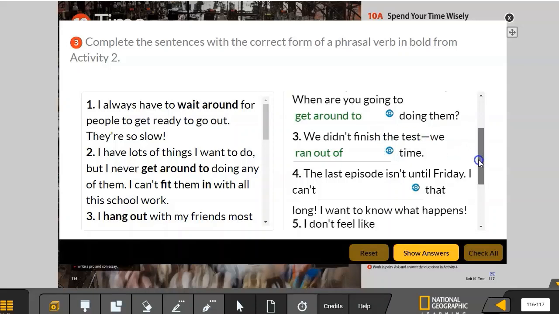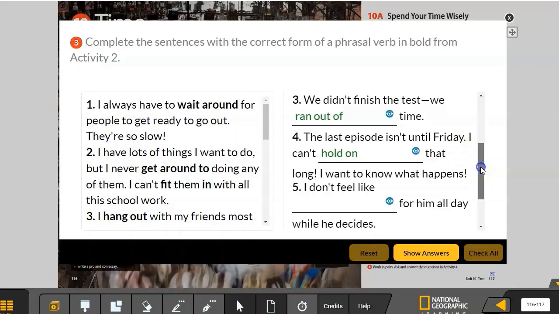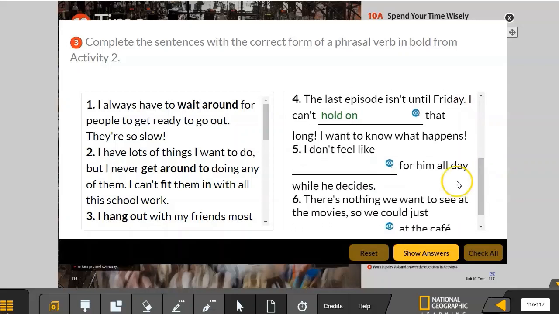Good. Number four, the last episode isn't until Friday. I can't hold on that long. I want to know what happens. Good. Number five, I don't feel like waiting around for him all day while he decides. Waiting around, remember? Good.